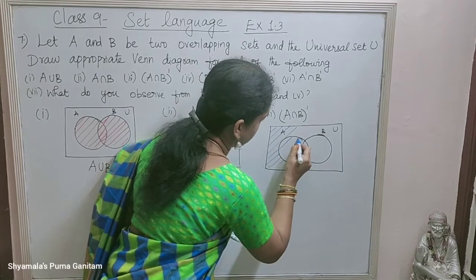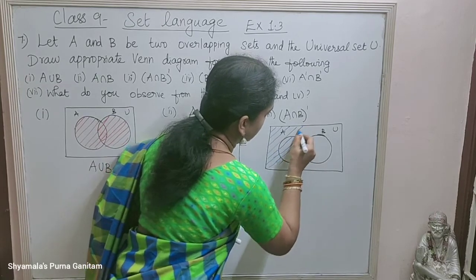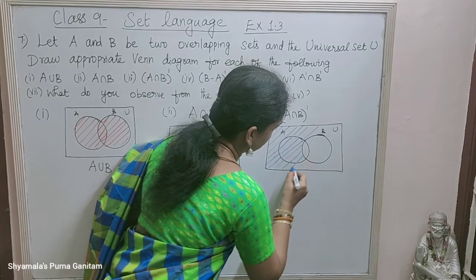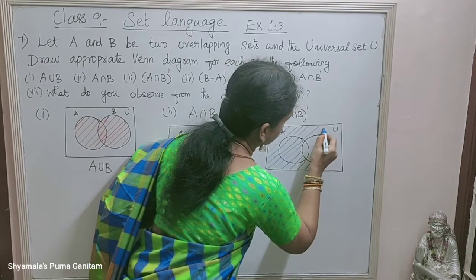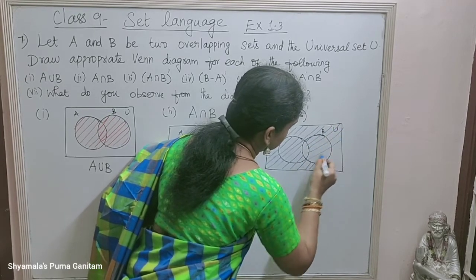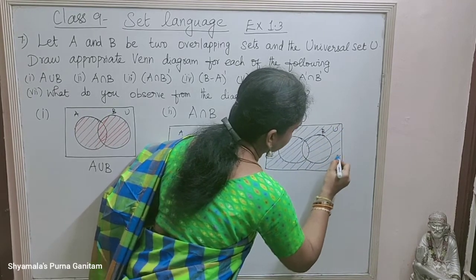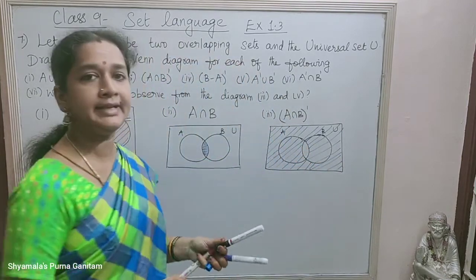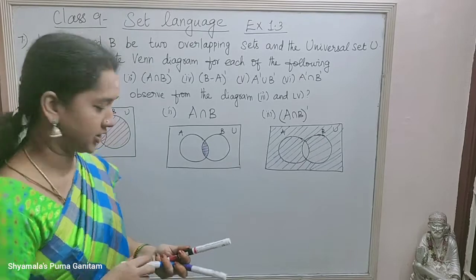So this one also, set A also we will be shading. Only that intersection part we won't shade. So this is A intersection B the whole dash.